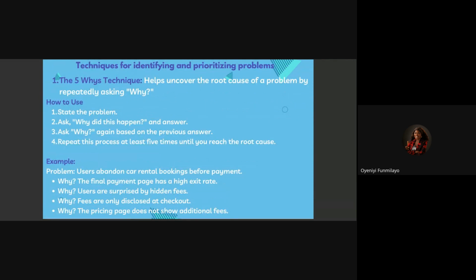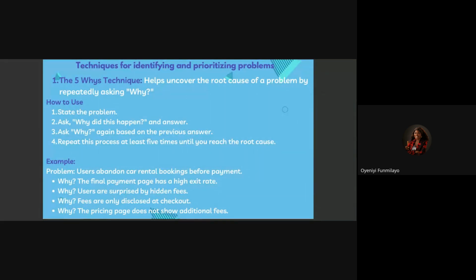So these are some techniques, right, to identify a problem. The first technique is the 5 Whys technique. What this technique does is it helps us uncover the root cause of a problem by repeatedly asking why. So how do we use this technique? It's as simple as this: there's a problem. So what is the problem?